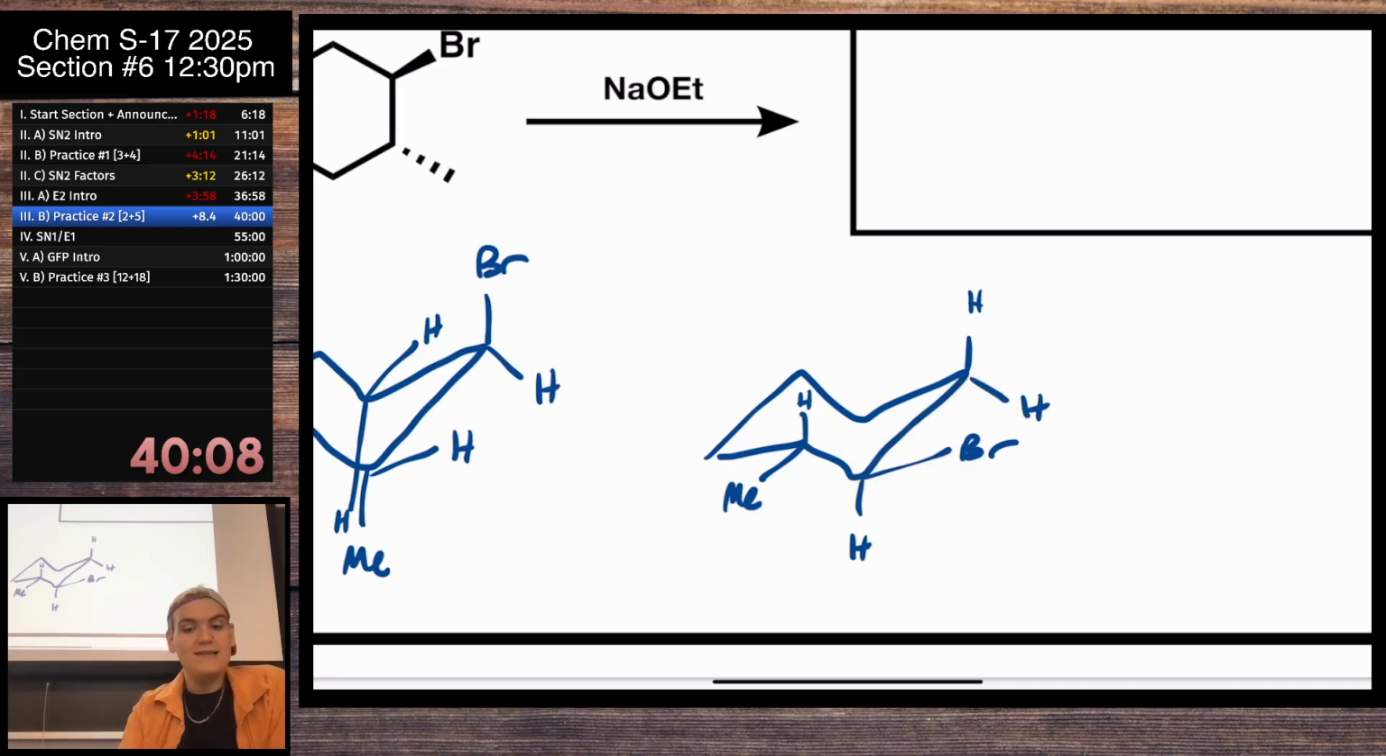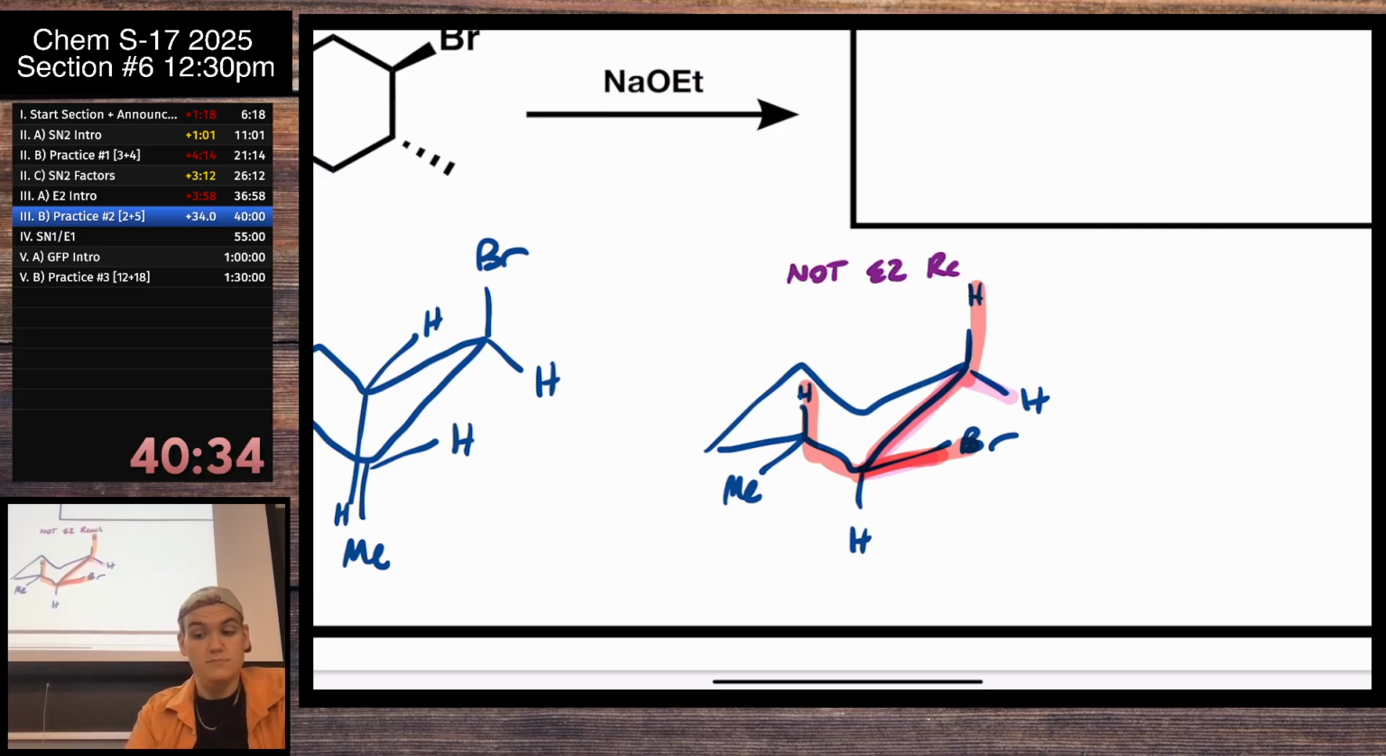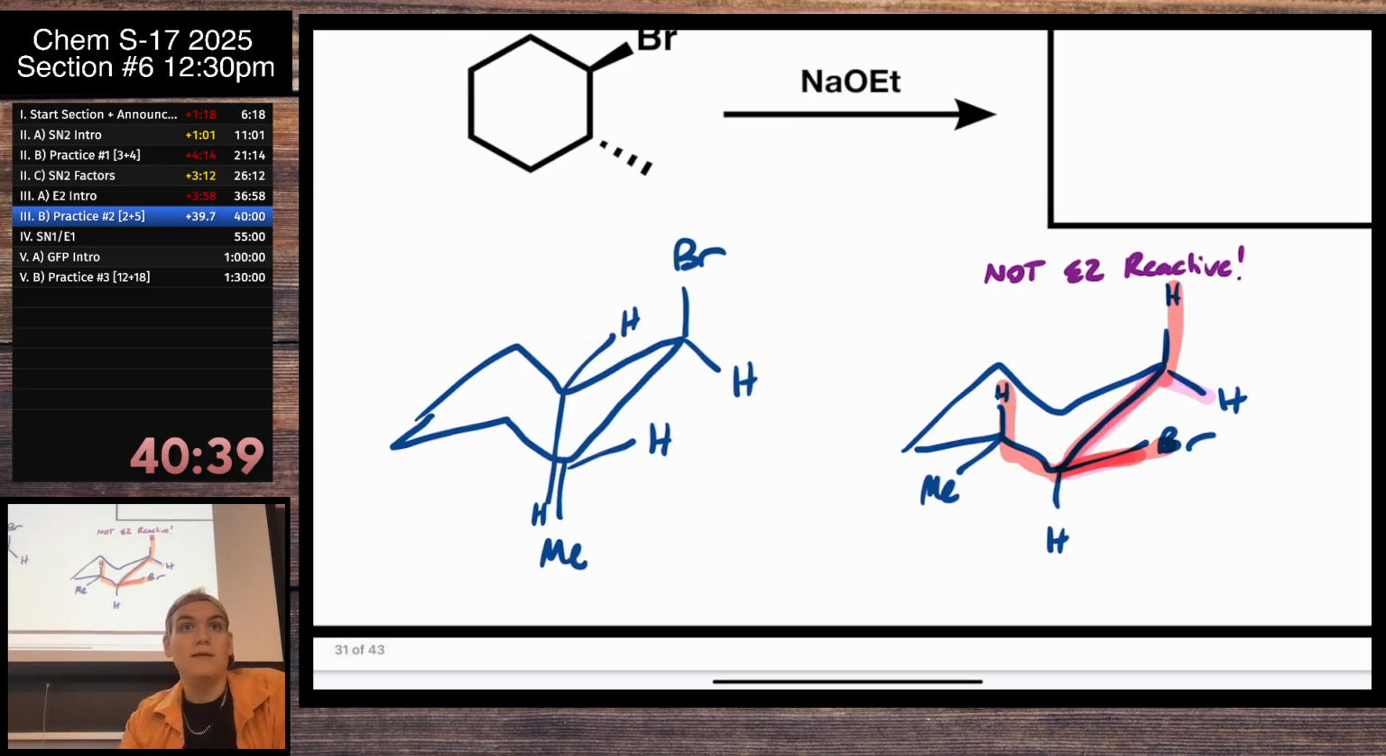And so what you're going to find is if you are trying to do anti-periplanar geometry with a hydrogen that's in a ring, the leaving group has to be axial. And so does the hydrogen. So none of these hydrogens, even though they are beta hydrogens, satisfy the anti-periplanar requirement. So we would say that this chair conformer is not E2 reactive. Very interesting. There's no beta hydrogen and leaving group that is anti-periplanar.